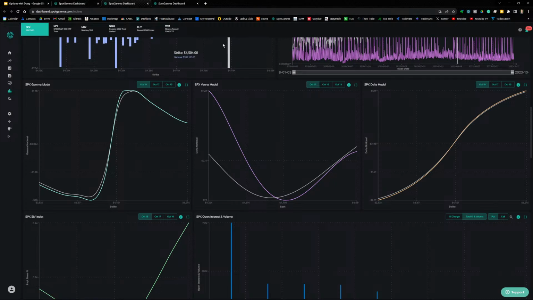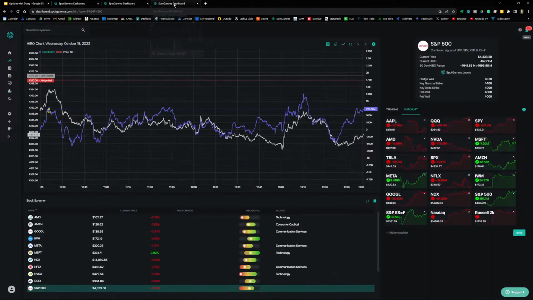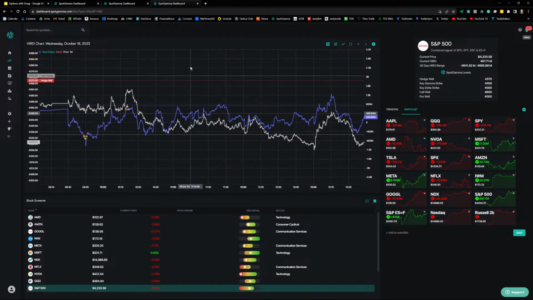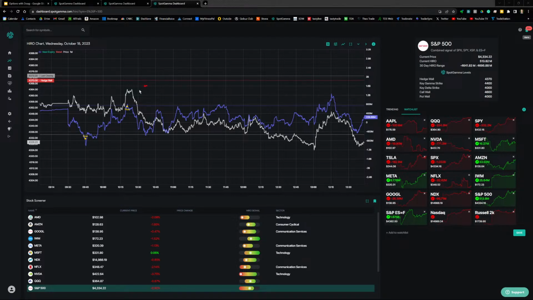All right, let's take a look at some setups now. I'm going to start and take a look at what options traders have been doing today. This is the HIRO signal, hedging impact real-time options. This is available to SpotGamma subscribers. What this chart is showing is price for SPX and the HIRO signal, again, hedging impact real-time options.